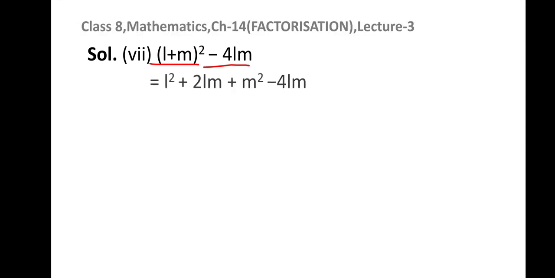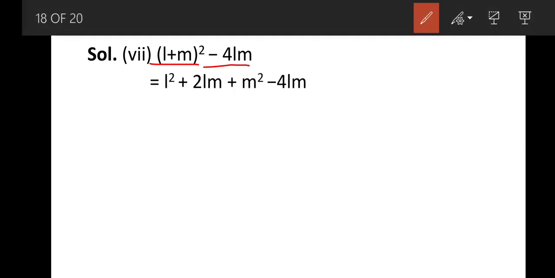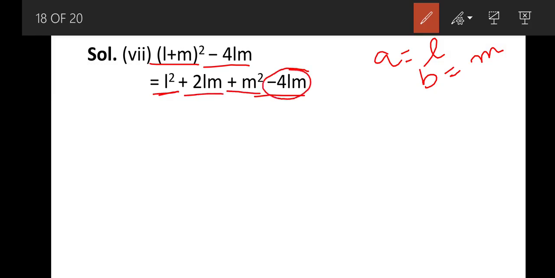First of all, look at this. It is a plus b whole square. First of all, you need to apply identity number 1 for this part, and then you can solve it. Let us see how it is to be solved. It is a square. A here is L, b here is M. So a square plus 2ab plus b square minus 4lm. Now minus 4lm and 2lm, these two are like terms. Can we solve them? Yes, definitely.